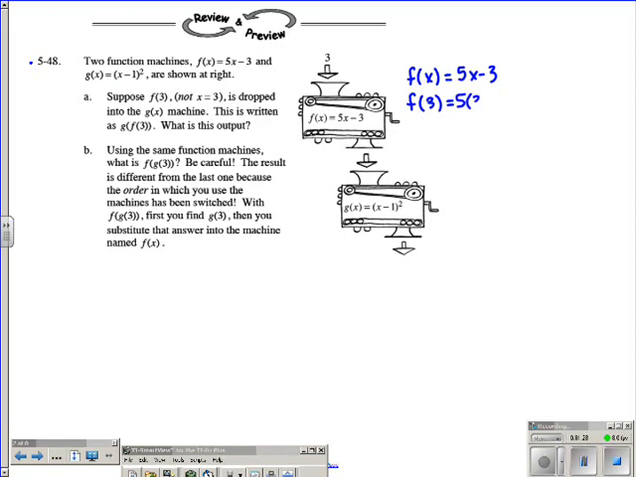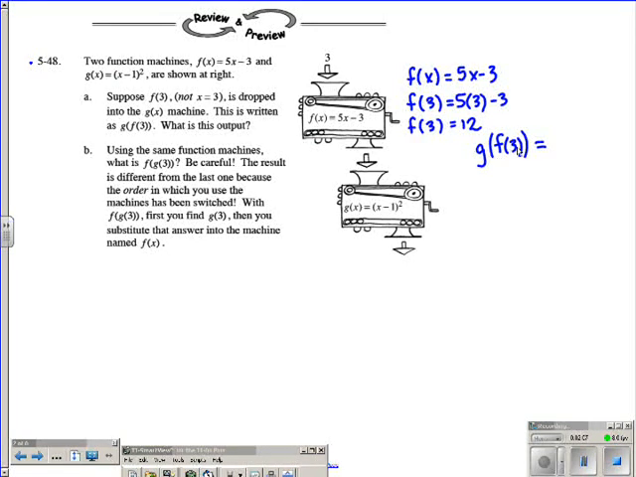So I'm going to have 5 times 3 minus 3. Our function f of 3 is equal to 15 minus 3, which is 12. So f of 3 equals 12. So for letter A, when we're dropping into our function g, they want us to drop in f of 3. If we do g of f of 3, they want to know what this equals.